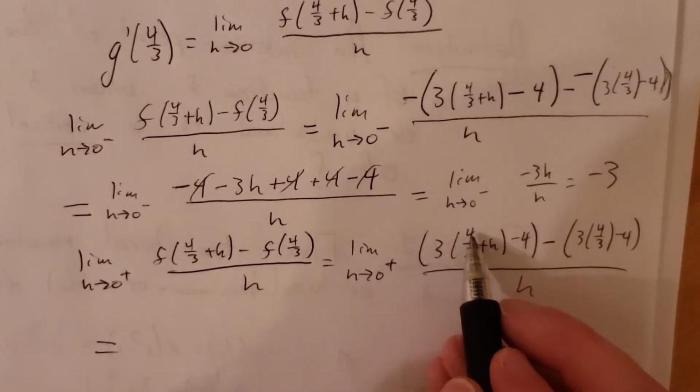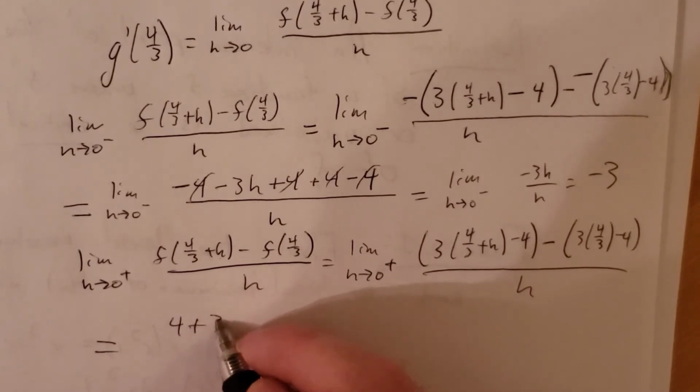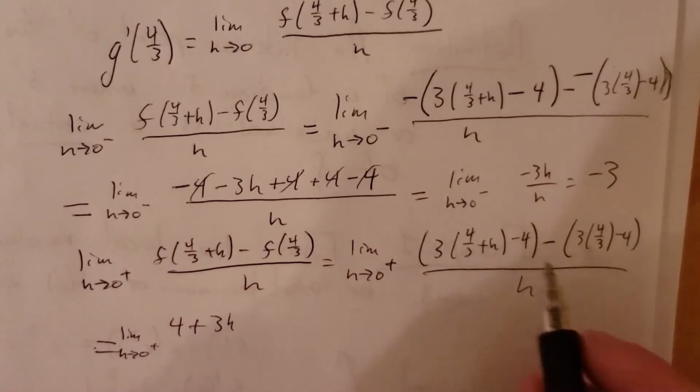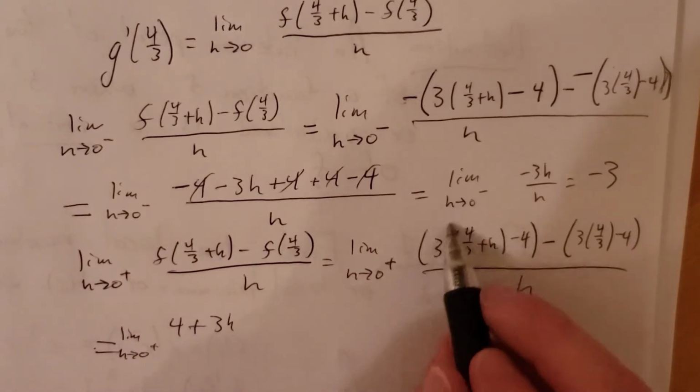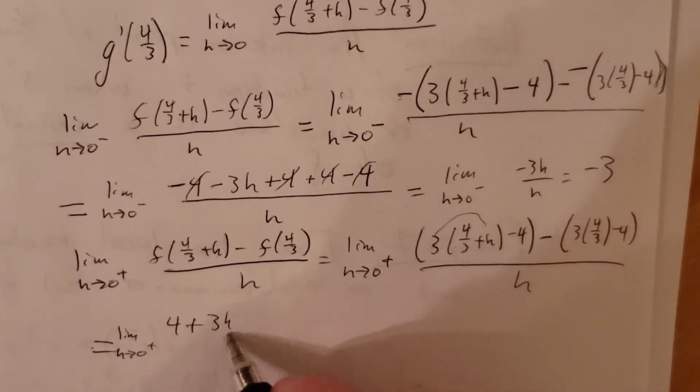Well, 3 times 4/3 is just 4, plus 3h. Oh, sorry, I left off the limit as h goes to 0 from the right. So this is 4, then we distribute in the 3. It's for the h, it's plus 3h.